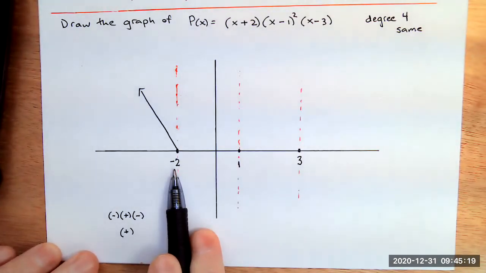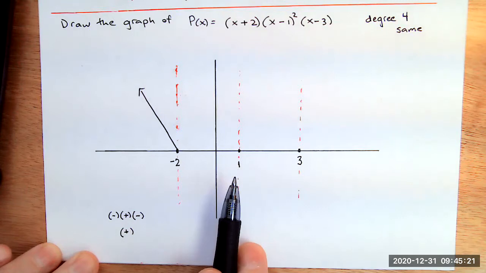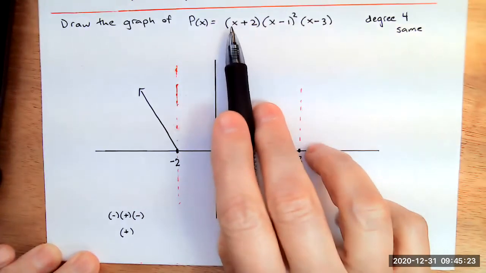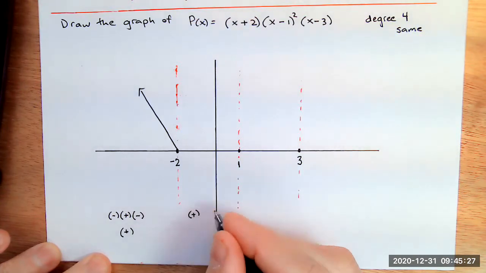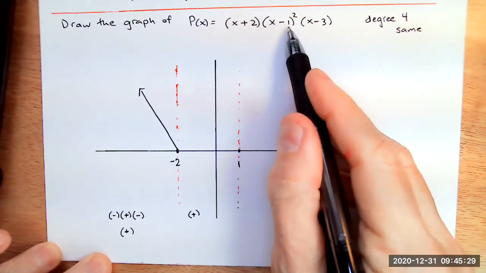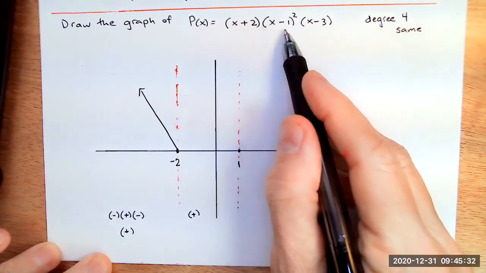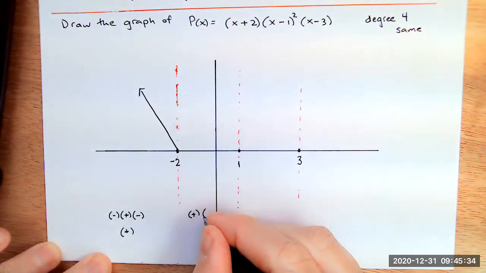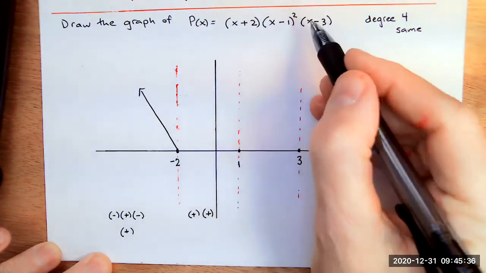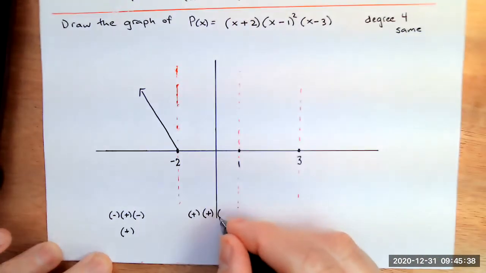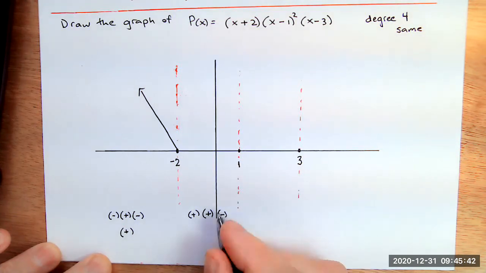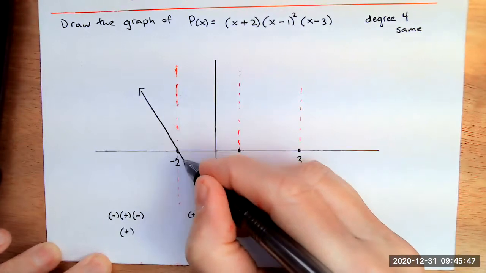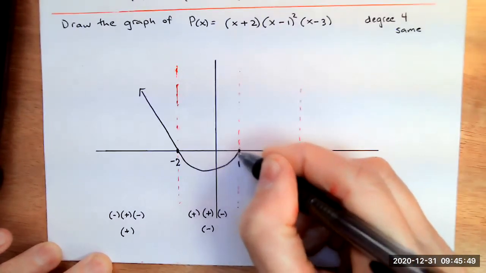All right, between -2 and 1, we pick any number like 0. 0 plus 2 is positive. 0 minus 1 is negative, but squared is going to be positive. 0 minus 3 is negative. So positive times a negative is negative. So the graph is going to be below the x-axis for this region.